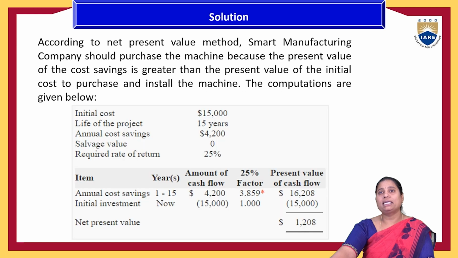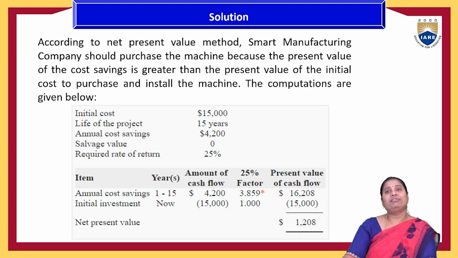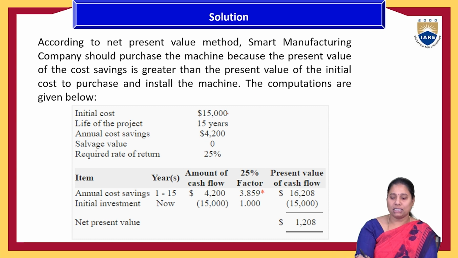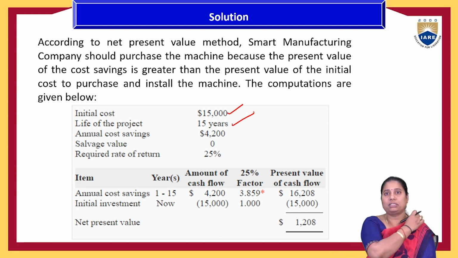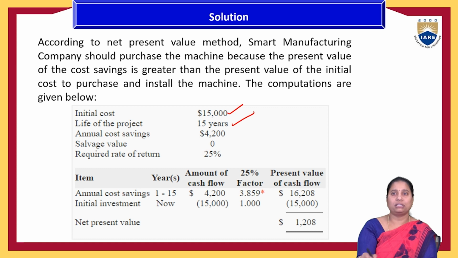So we have to calculate the NPV for that organization. They have invested 15,000 and the life of the project is 15 years. The annual cost savings, that is the cash inflow, is $4,200 and their expected rate is 25%. At the rate of 25% for 15 years, the annuity value for 1 rupee is 3.859.